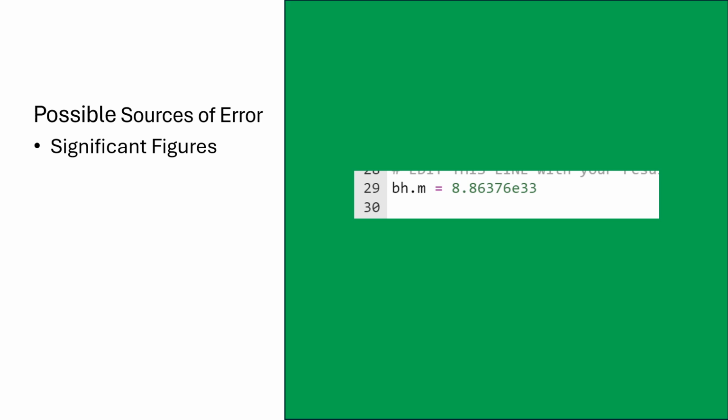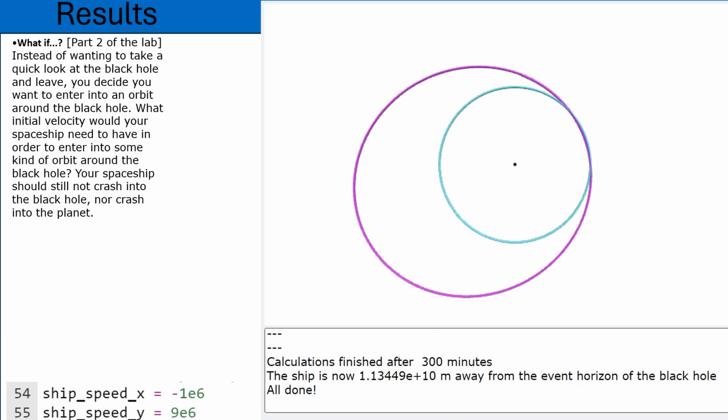Okay, possible sources of error are significant figures because the black hole mass could have had a lot more decimals, so we don't know exactly, and that can affect calculations. So what if we wanted to make our ship orbit? What we could do is I figured out this can be our initial speed, and it allows it to orbit, which is really cool.